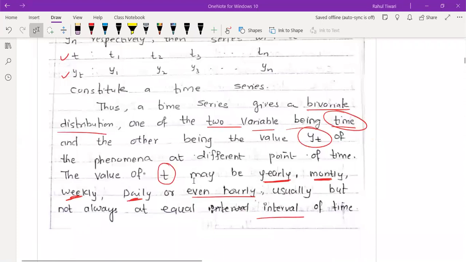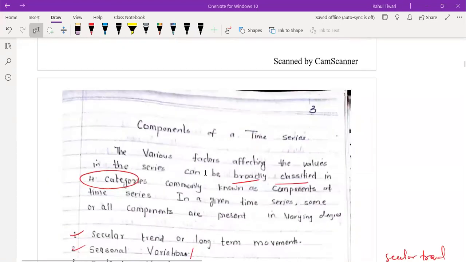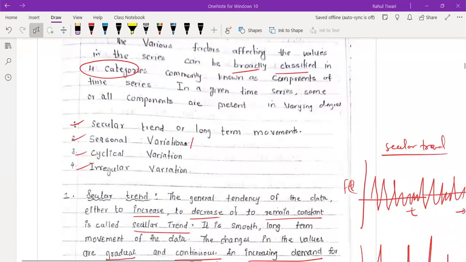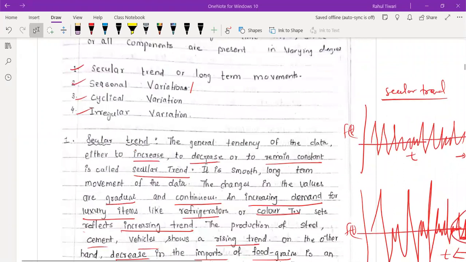Mainly, we discussed the types of components of the time series. So we have seen the secular trend, which is also known as a long-term movement, seasonal variation, cyclic variation, and irregular variations. So the secular trend will be, as usual, increasing, decreasing, or remaining constant.